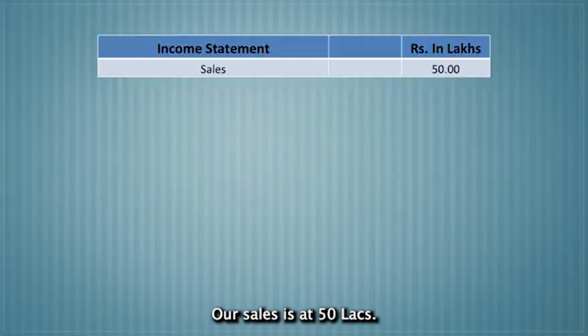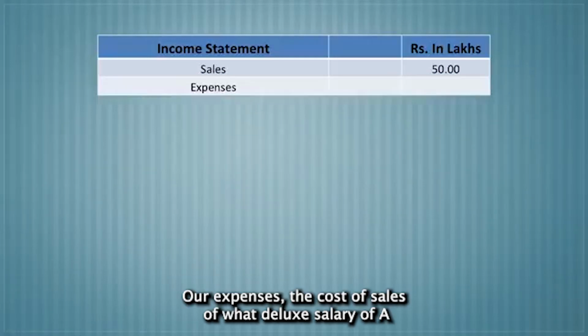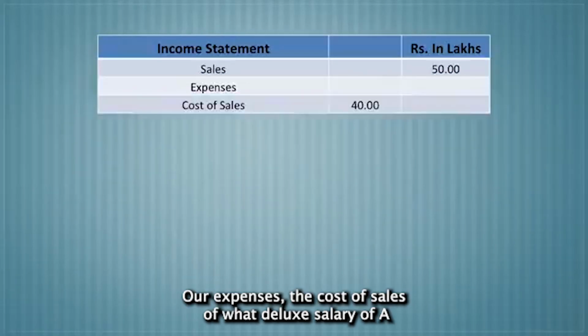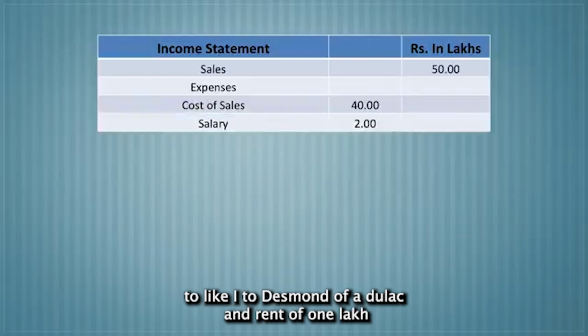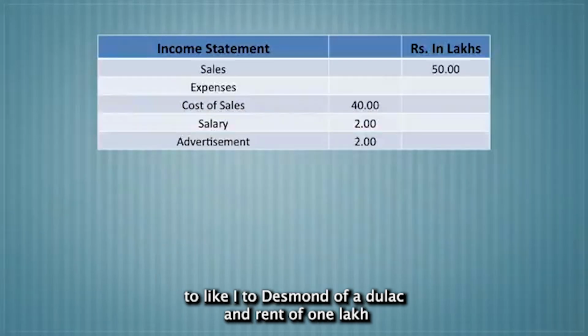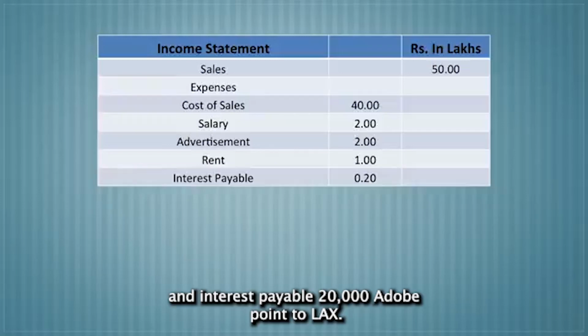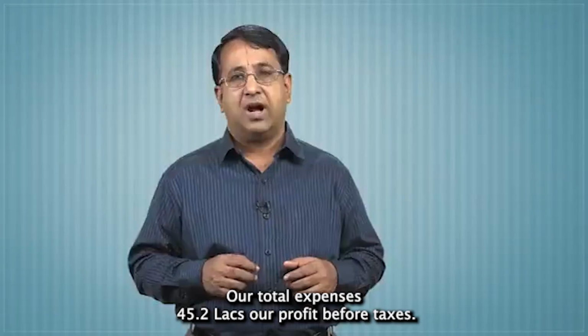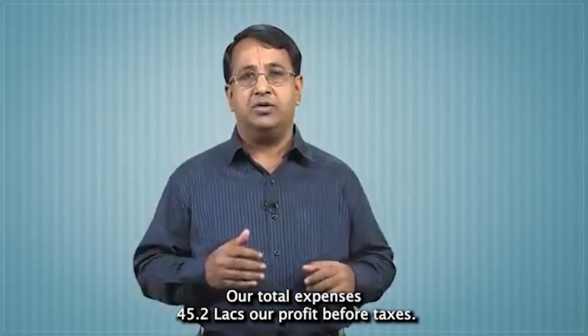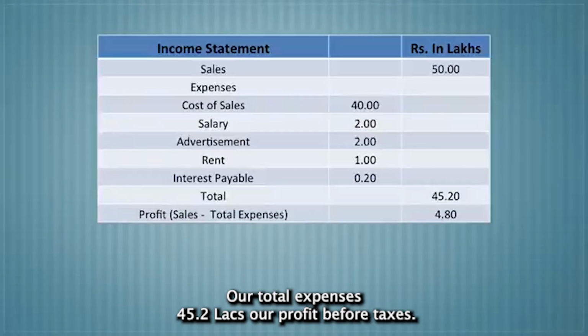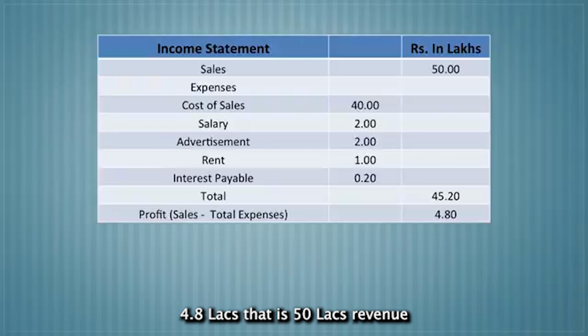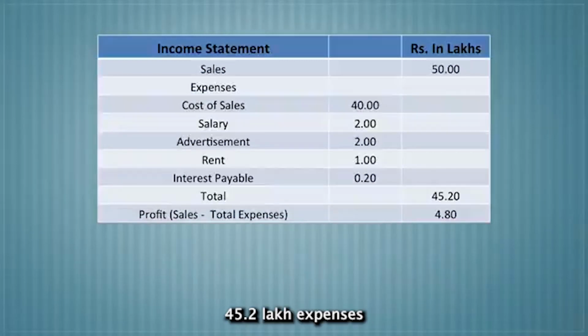Our sales is 50 lakhs. Our expenses are cost of sales of 40 lakhs, salary of 2 lakh, advertisement of 2 lakh and rent of 1 lakh and interest payable 20,000 or 0.2 lakhs. Our total expense is 45.2 lakhs. Our profit before tax is 4.8 lakhs, that is 50 lakhs revenue, 45.2 lakh expenses gives you 4.8 lakh profit.